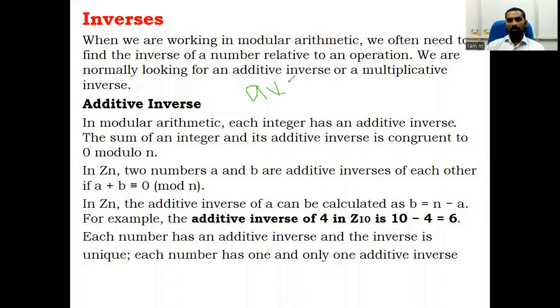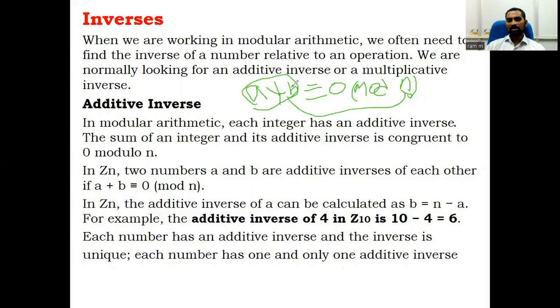When A plus B is congruent to 0 when we apply mod n. A plus B mod n. Okay, A plus B is congruent to 0, not normal 0. They should be producing residue 0 with respect to mod n. So the sum of A plus B should always be equal to n.